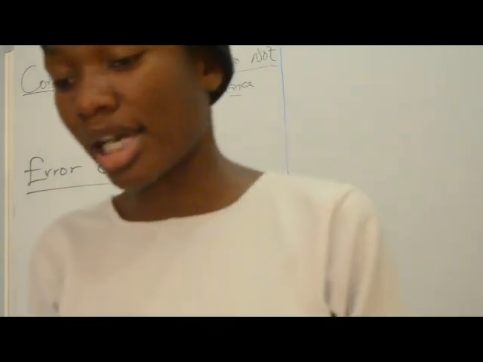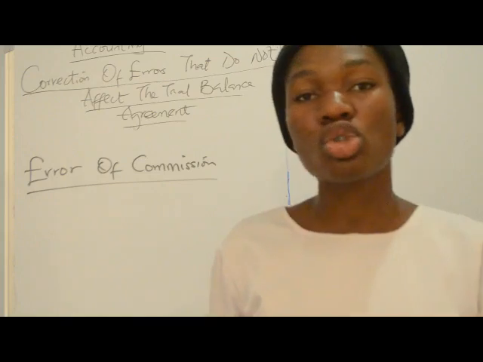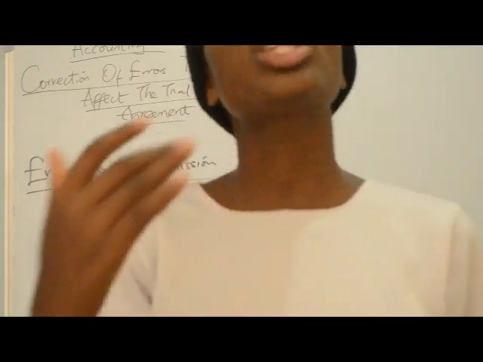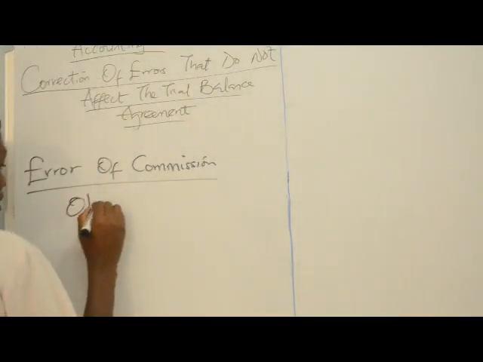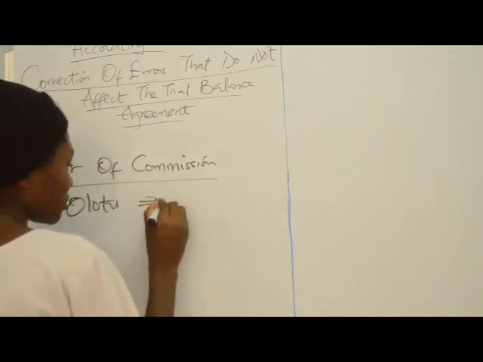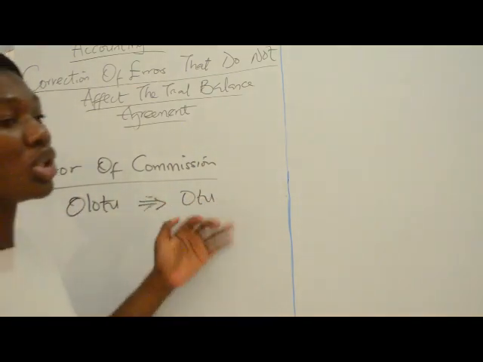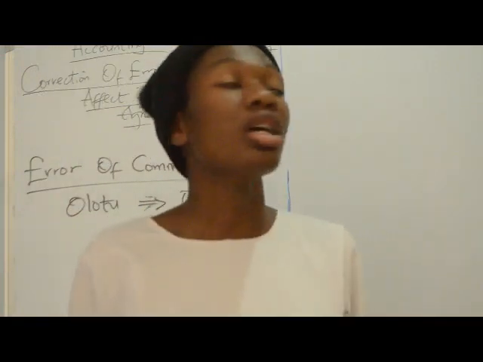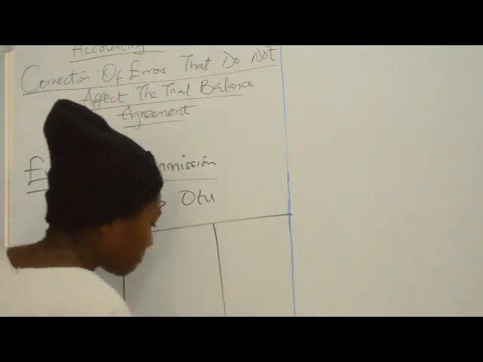So I'm going to take an example. We have that a sale of goods of 600 naira to Olotu was entered in Otu's account. So we have two names given here. We have Olotu and we have Otu's account. These names look somewhat similar, and maybe that could be what triggered that error. So we'll be looking at how we'll be correcting this using our journal.